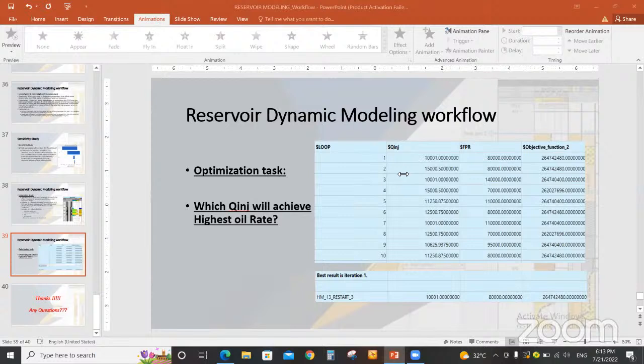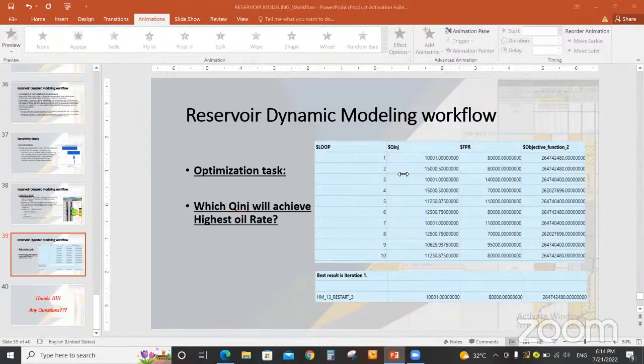How do we model the aquifer, or how are its parameters involved in the history matching step? In simulation we have two types of aquifer. We have numerical and we have analytical.